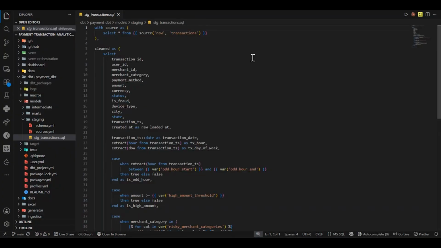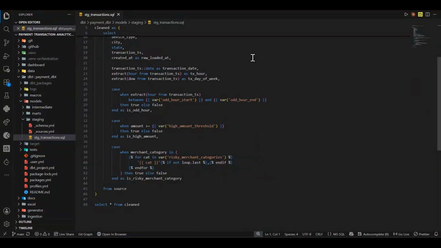Staging keeps things clean and fast, casting columns, pulling out hour and day of week, flagging early indicators, and all the thresholds live as dbt variables, not hard-coded numbers, so they are easy to tune later.